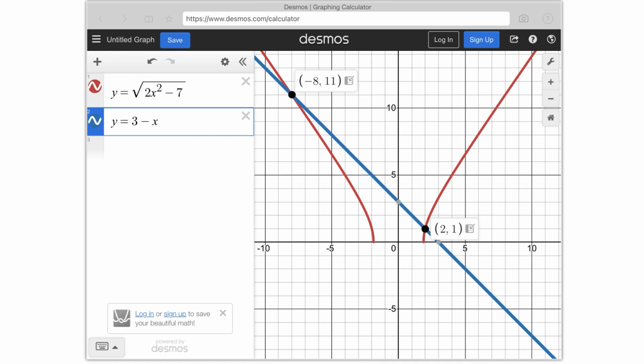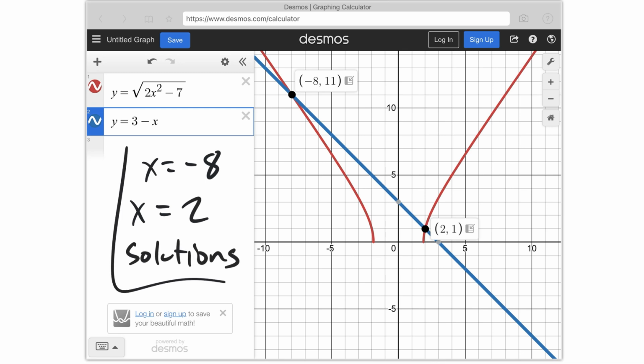If they're just asking for the x values, we would say here that x equals negative 8, x equals 2. These are our solutions, and they both check out because both of these are points of intersection. So you can indeed have 2 points of intersection. It's possible, and the checking will confirm that, and the graphing just double confirms it. And I think it looks pretty cool, right?